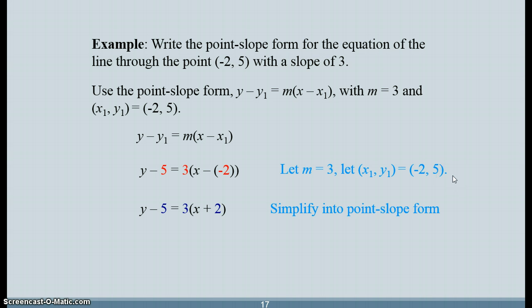All right, it's very simple, very simple. Normally what you're going to get is the slope and the coordinates of a point passing through the line. So you're just going to replace them into this equation. If we calculate it, we get y minus 5 equals 3 times x plus 2. So you're going to simplify it into point slope form.